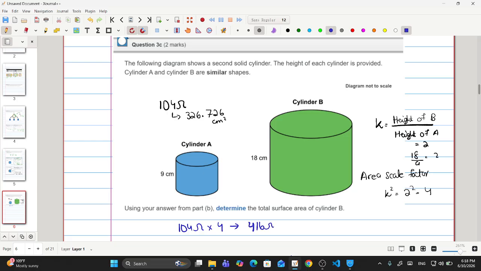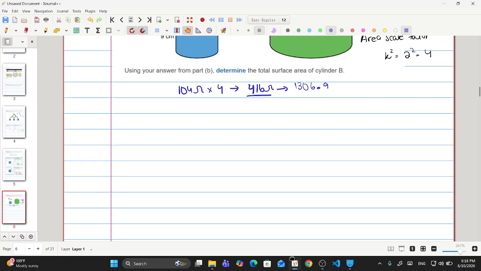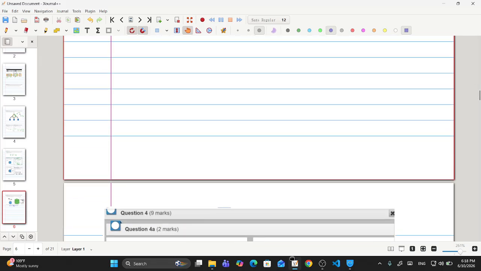416 pi. And if you were to find its rough exact value, you would get somewhere around 1306.9. So yeah, it's better off that you write 416 pi, right? I hope this makes sense as well. So we are done with question number 3 as well, right?